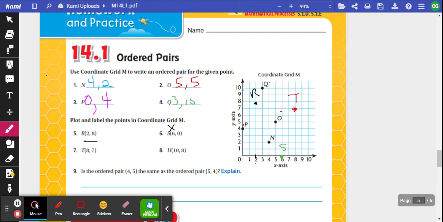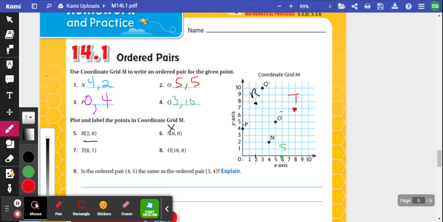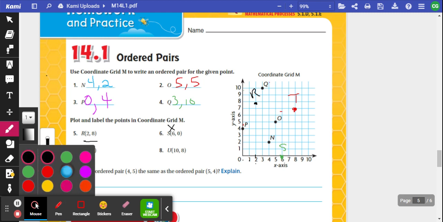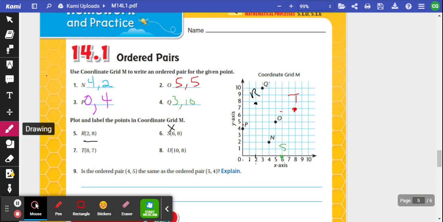The next one is 10, 0. And I'll do that blue. So starting with the point of origin at 0, I'm going all the way on the x-axis to 10. So I'm right here. And now I need to move up 8. So that's 1, 2, 3, 4, 5, 6, 7, 8, and 8 is right there. And this is going to be U. Okay, that's the way we did it.